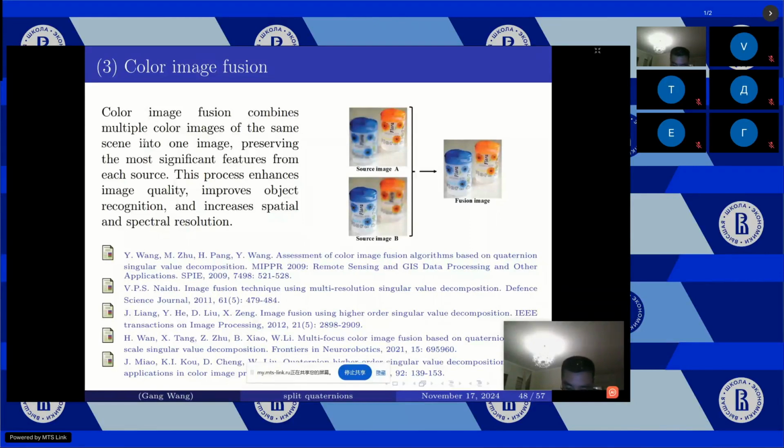This process not only enhances image quality but also improves object recognition and increases both spatial and spectral resolution. Due to time constraints, only some relevant concepts and literature will be introduced here. Those interested in this area are encouraged to pursue further research.